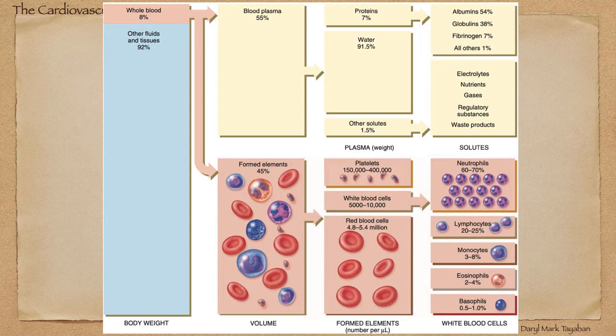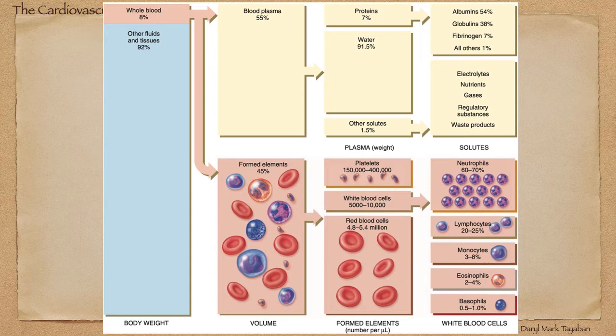For the protein, the most common protein is albumin, at 54%. Globulins are 38%. Fibrinogen is 7%. And all others are 1%. I just want to emphasize, albumin is 54%. Later, maybe as we progress to our fourth year, you will understand why, but this is correlated with diseases. Then the other solutes are the electrolytes, nutrients, gases, and the rest. It's not really that important for us to know for now.